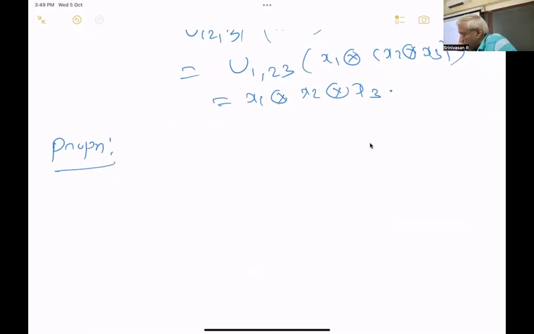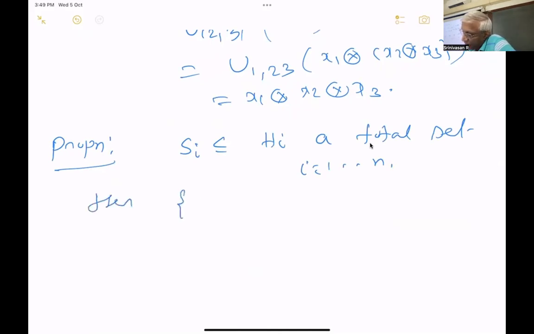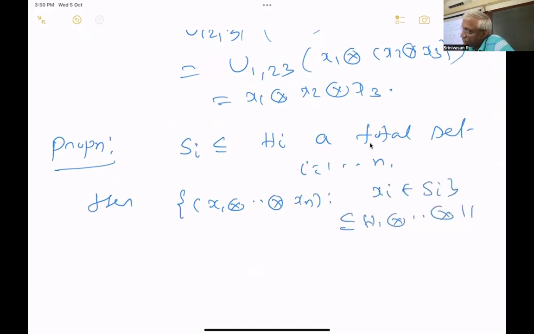Now the proposition is the following. If you have Si contained in Hi, a total set, and the Hi are Hilbert spaces, i equal to 1 to n, then all those X1 tensor up to Xn, where Xi is in Si, contained in H1 tensor to Hn, is total. Each Si is a total set; that is, you take the linear span and closure. Then this is also a total set. And I think this is clear.